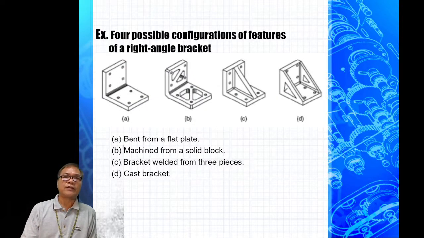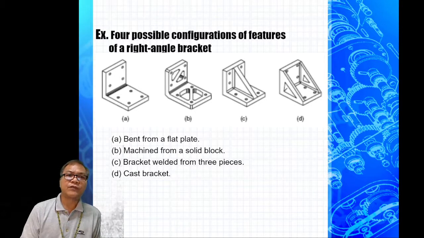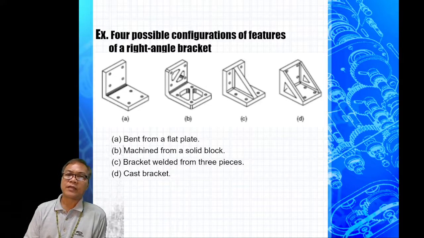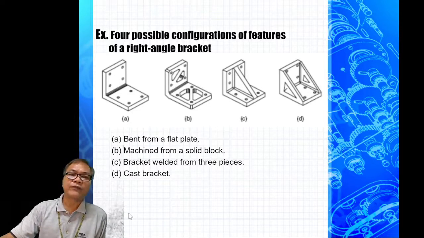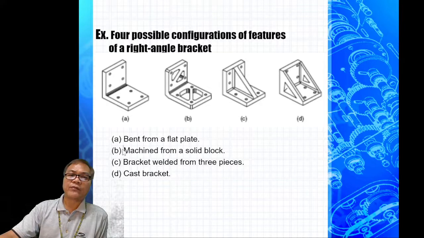Here is a sample. These are four possible configurations of features of a right angle bracket. A bracket is a part, but there are many ways in which to make the bracket. These are the different configurations. You can make a bracket from a bent flat plate: the flat plate is bent into 90 degrees, so it becomes a bracket. Or you can make a bracket machined from a solid block.